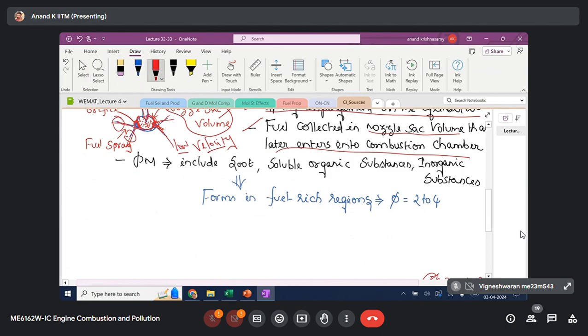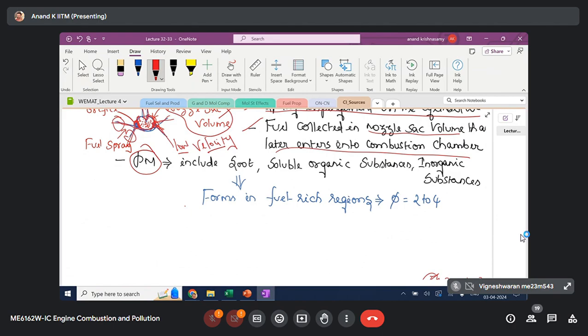Then we have this PM, particulate matter. Particulate matter is emitted only from diesel engines, not from SI engines. Diesel engines emit this due to heterogeneous mixture, as we have just now discussed. I will give more detail about the composition of particulate matter, but just take a note here that particulate matter is one of the most complex pollutants emitted from IC engines.